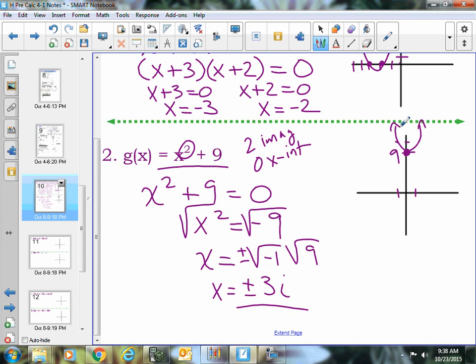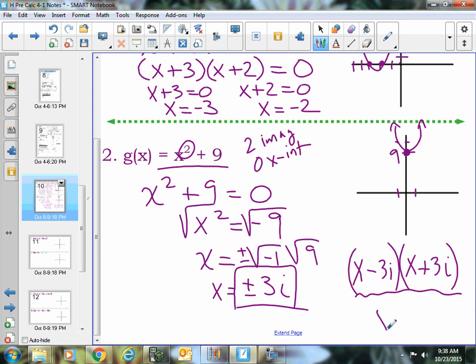What you did in this part 1 was write the polynomials by knowing the roots. So now that I know the roots, I want you to think about how you could write that as a product of linear factors. So x minus 3i and x plus 3i would be doing what we did yesterday with these roots. If you multiply these two together, you get back to your x squared plus 9. That's where that comes from.